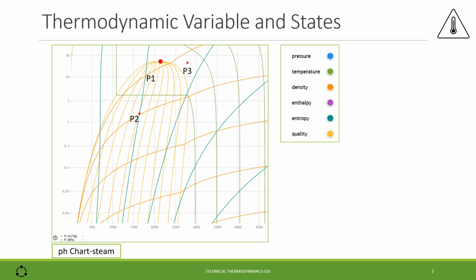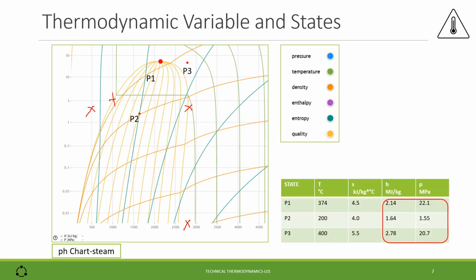The third example is the PH diagram. Here the inputs are pressure in megapascal on the vertical axis and specific enthalpy in kilojoule per kilogram on the horizontal axis. Here the limit of the saturation region is also represented by the orange bell. When the input parameters are given, which we repeat are specific enthalpy and pressure, the remaining variables are also calculated.